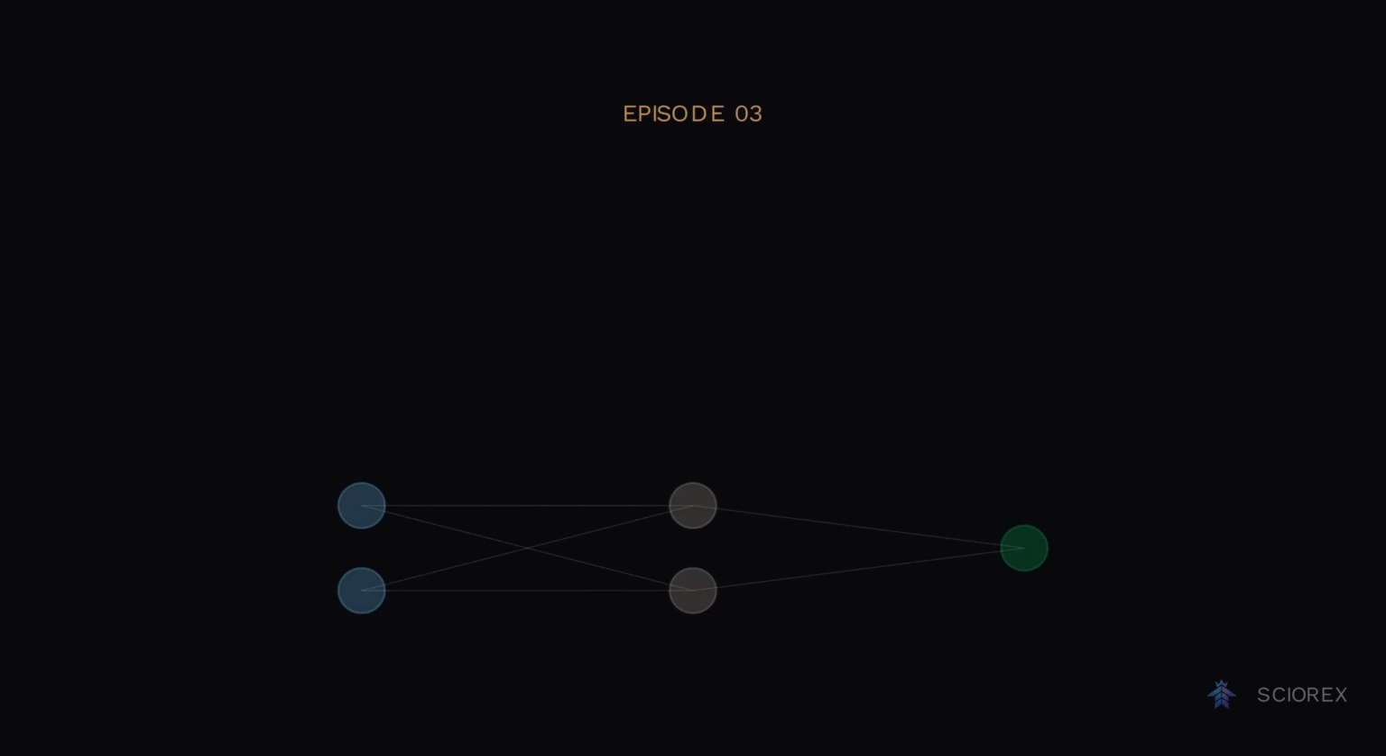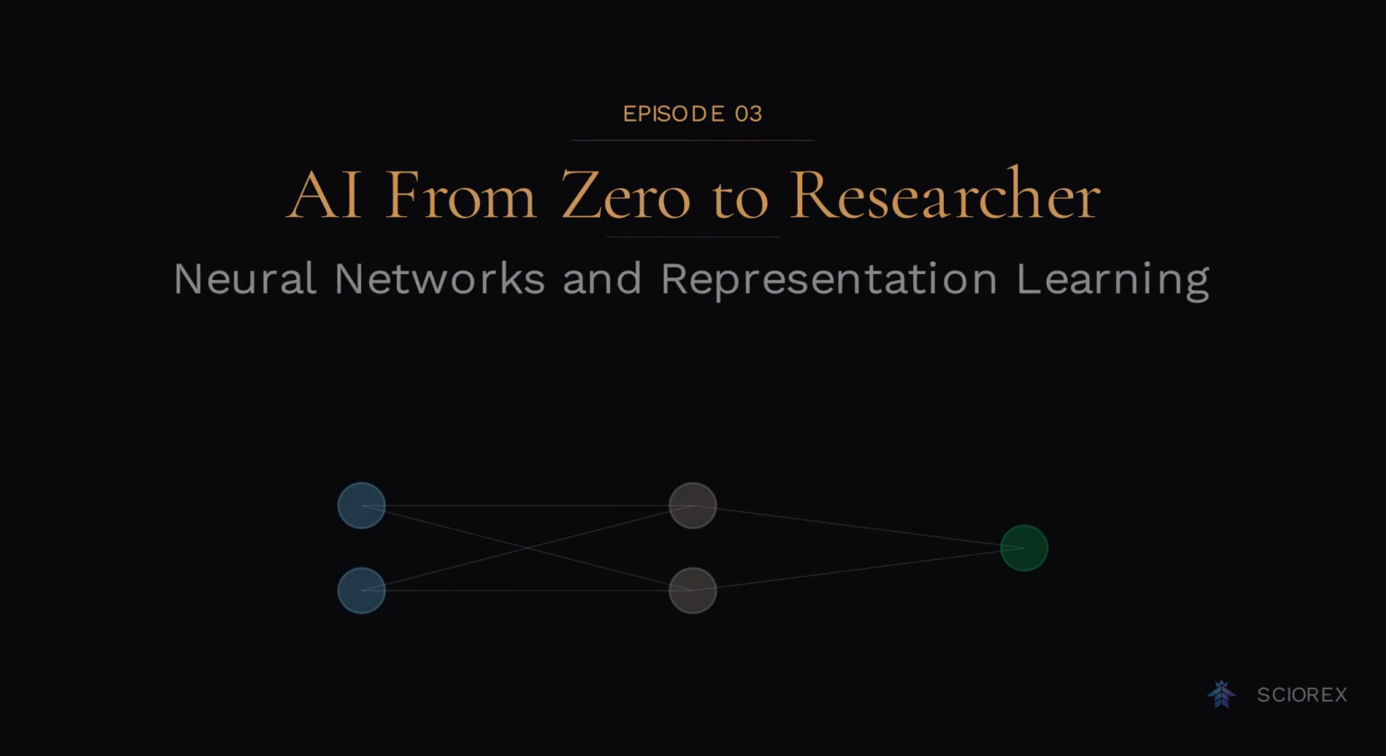Welcome back to AI, from zero to researcher. In episode 2, we built the artificial neuron, a weighted sum, a bias, and an activation function that draws a single straight decision boundary. We saw that this works for some problems, but that XOR is impossible for any single line. Today, we break through that wall.